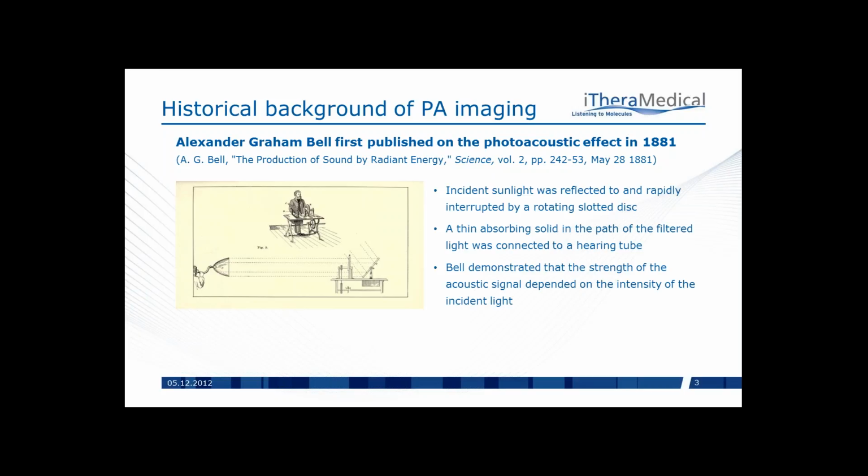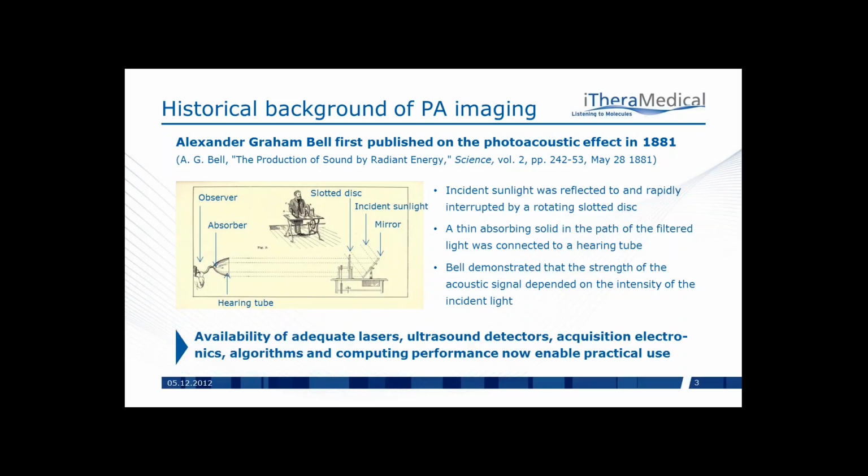To document his findings, he used a very simple setup where he used a mirror that could reflect incident sunlight through a rapidly spinning slotted disc that enabled him to produce pulsed light. He then aimed this setup at an observer who had a hearing tube in his ear, and inside of this hearing tube was an absorbing substance that could absorb this pulsed light. And what Bell found was that based on the intensity of the incident sunlight, the observer could actually hear a different sound. So he called this the photoacoustic effect.